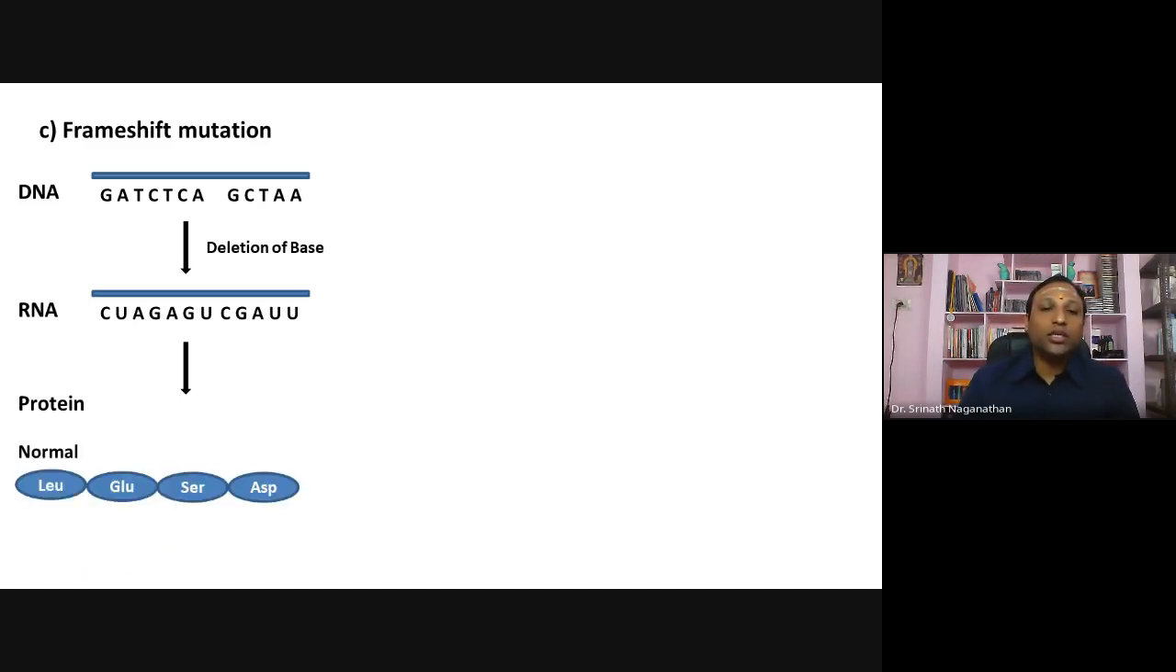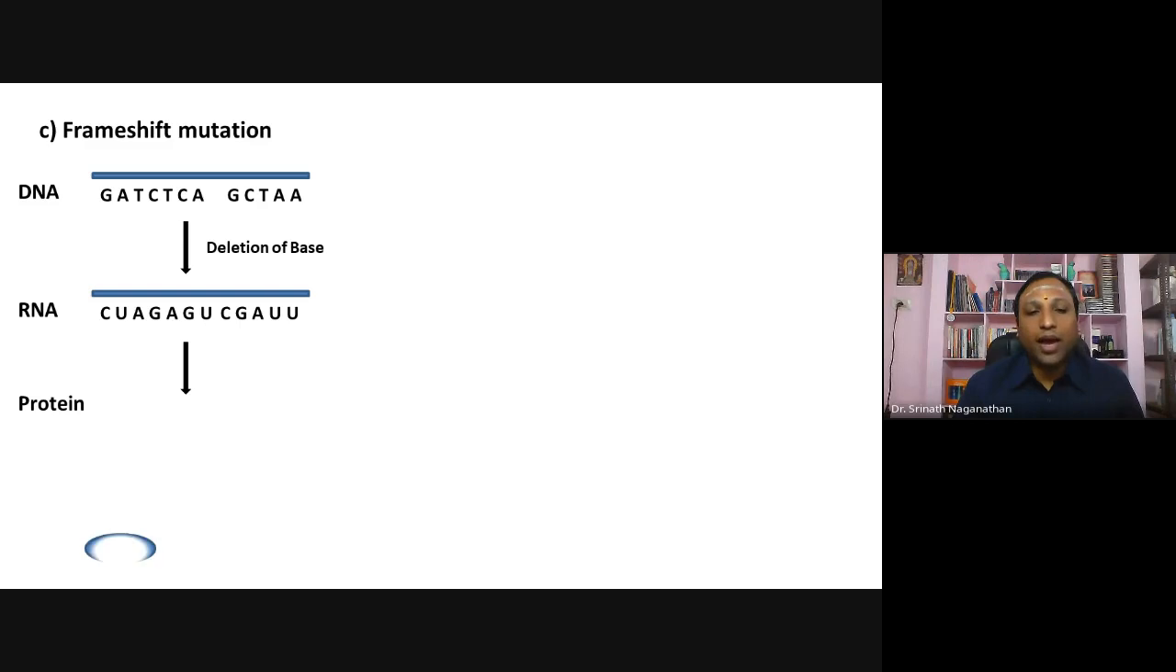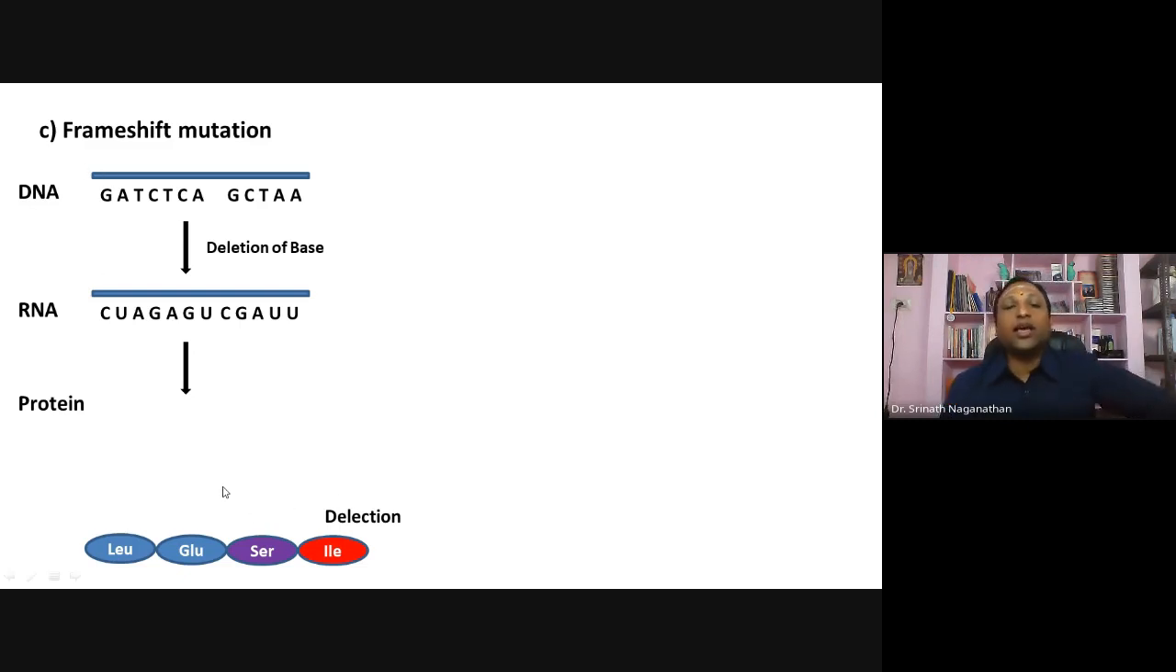You can see here, this is how the normal is present. But now, since it is converting, this is going to become leucine, glutamine, serine, isoleucine. So you can see here how the effect of the deletion takes place. From the normal protein, it has become a deformed protein, or a change in the protein has taken place.